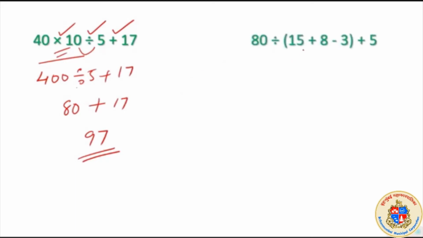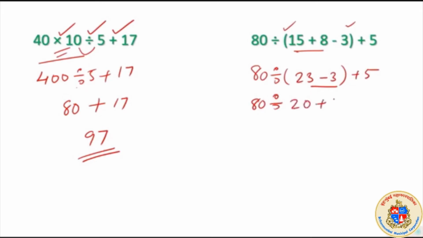Here is another sum where you have a bracket. If there is a bracket, what is inside the bracket should be solved first. So in that case, 80 divided by, I can do this 15 plus 8, 23 minus 3, and this will remain like this. Again still a bracket is there. I will solve the bracket. 23 minus 3 is equal to 20, plus 5. Now there is division. 80 divided by 20 is equal to 4, and plus 5, and the answer is 9. Understood?